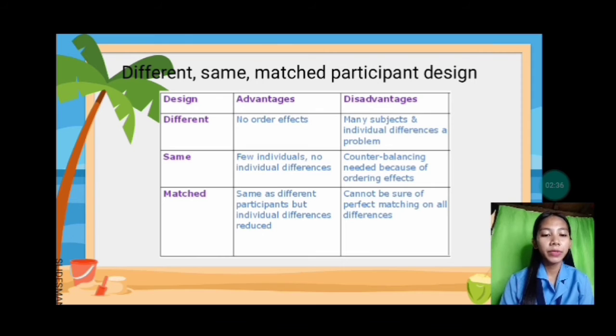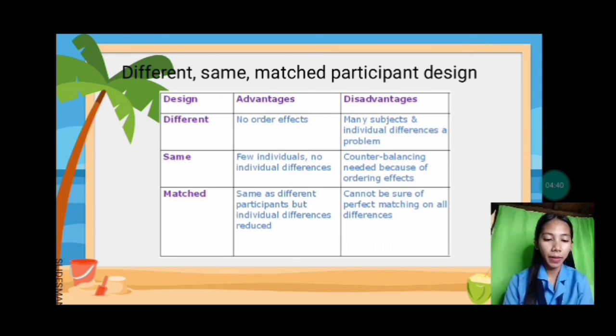The main reason for this design is to lessen the impact of individual differences and see how performance varies across conditions for each participant. It is important to ensure that the order in which participants perform tasks is counterbalanced for this setup. The advantages are fewer individuals and no individual differences, and the disadvantage is that counterbalancing is needed because of ordering effects.